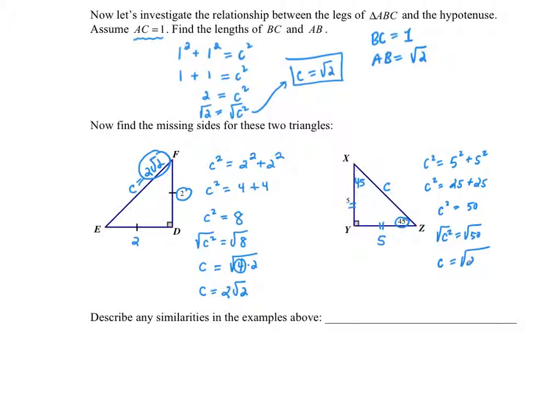Okay, 50 factors into 25 times 2 since we're going to simplify the radical. And the square root of 25 gives us 5 out in front with 2 inside the radical. Okay, my hope is that at this point you notice a pattern here. Like on the last one, our lengths were 2 and 2, and the hypotenuse was 2 square root of 2. On this one, the lengths were 5 and 5, and the hypotenuse was 5 square root of 2.